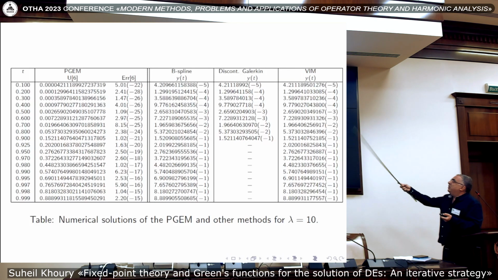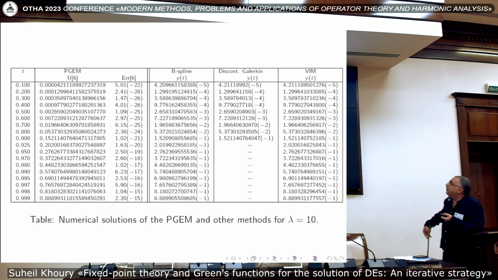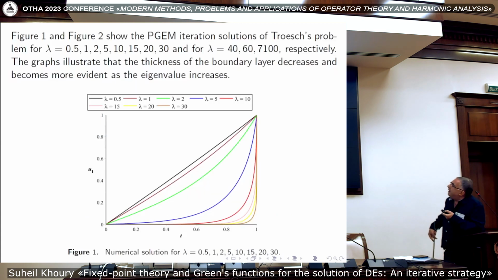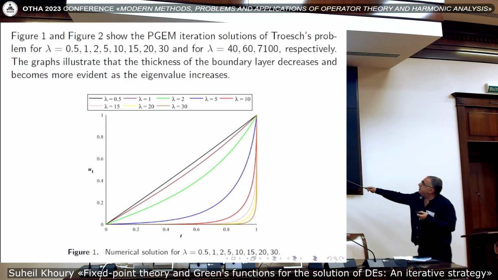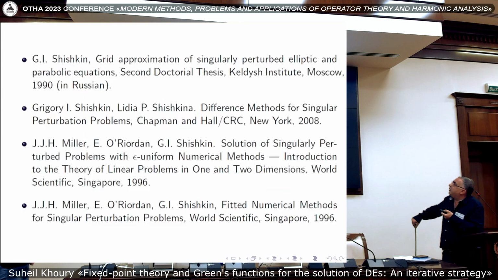Of course, in numerical work you have to compare it, otherwise it's not publishable, so we published this one. And this is Trotsky's problem. You see the boundary layer for different eigenvalues, this is 30, and this is for 100. So recovering the boundary layer works, but the iterative method failed if we did not do the transformation.